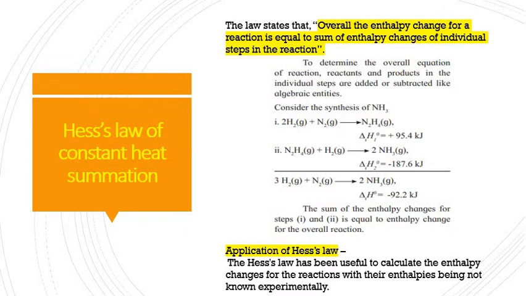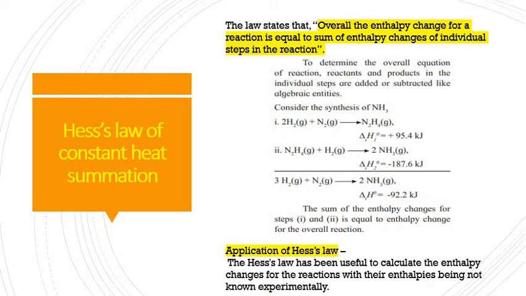Hess's law of constant heat summation. This law states that the overall enthalpy change for a reaction is equal to the sum of enthalpy changes of the individual steps in a reaction. The enthalpy change for a chemical reaction is the same regardless of the path by which the reaction is occurring. Hess's law is a direct consequence of the fact that enthalpy is a state function.